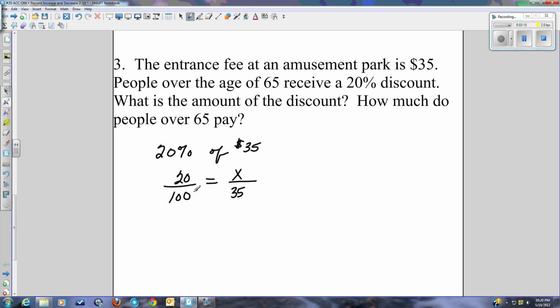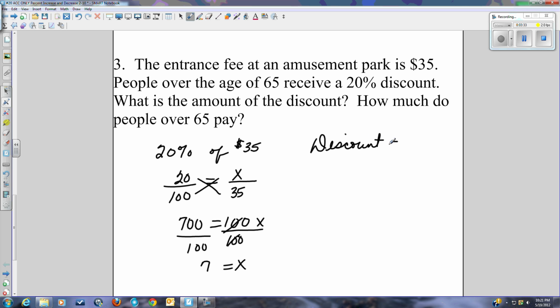Now what we're going to do is cross multiply, so 20 times 35, it's 700, is equal to 100x when we cross multiply. Divide each side by 100. Hundreds cancel, and x is equal to 7. So the discount is $7. And the amount that people over 65 would pay, if you get $7 off the $35 price, $35 minus $7 will give you a price of $28 that people over 65 pay.